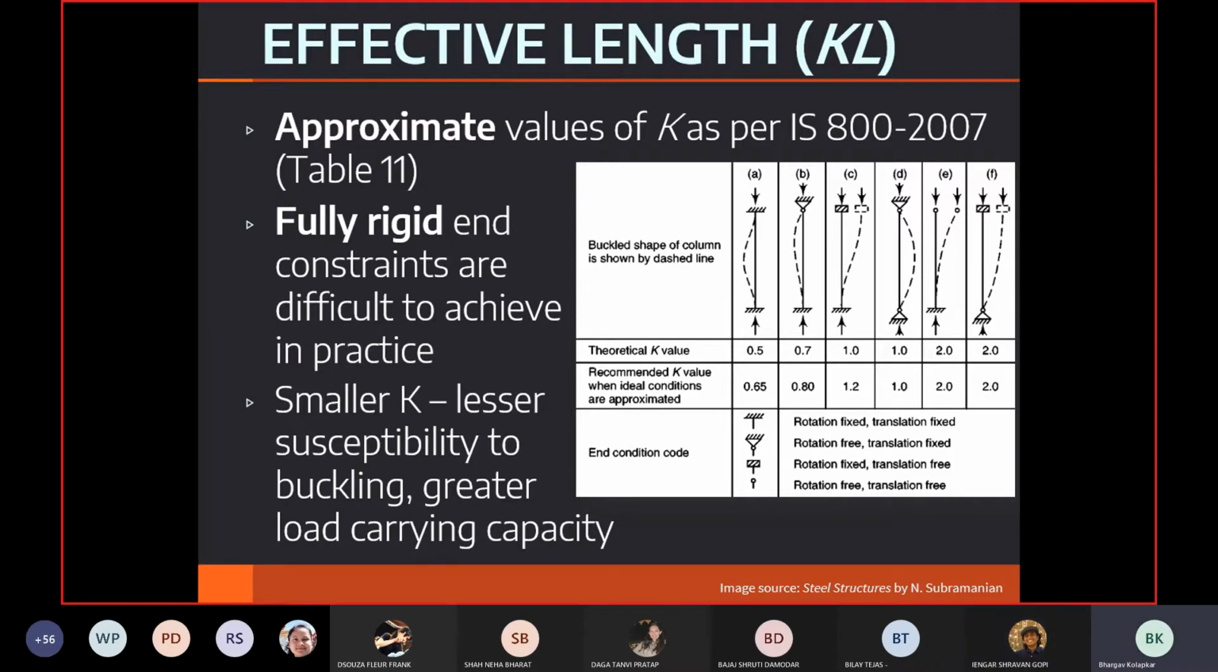Okay, if there are no questions, we'll quickly solve a numerical and try to understand this better. Please write down. Determine the design actual load.